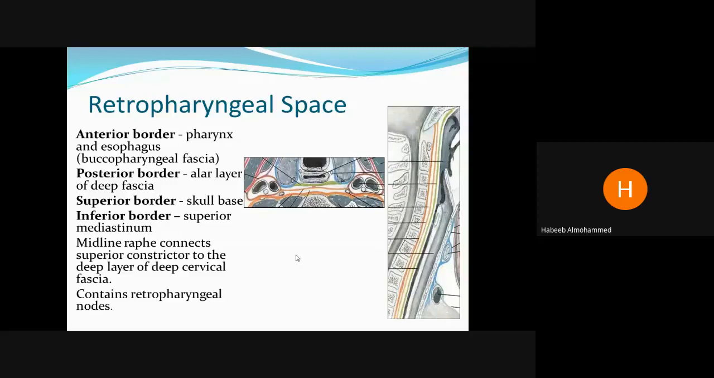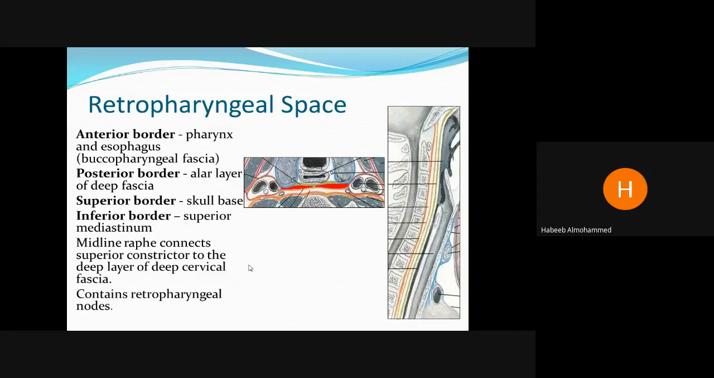The retropharyngeal space is a very important space. From its name, retropharyngeal means behind the pharynx. Parapharyngeal, beside the pharynx. Retropharyngeal, behind the pharynx. It is bounded anteriorly by the pharynx and oesophagus, or the buccopharyngeal fascia overlying these structures, and posteriorly by the alar layer of deep cervical fascia. Superiorly it extends from the skull base, and inferiorly it extends to the superior mediastinum.